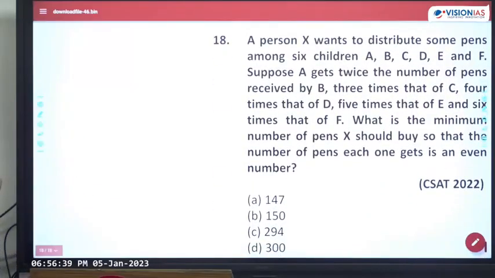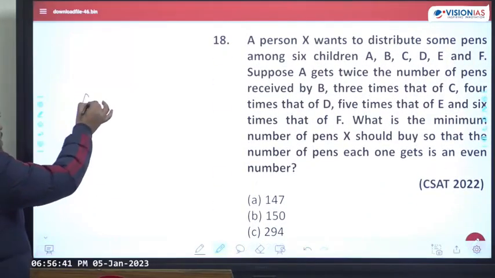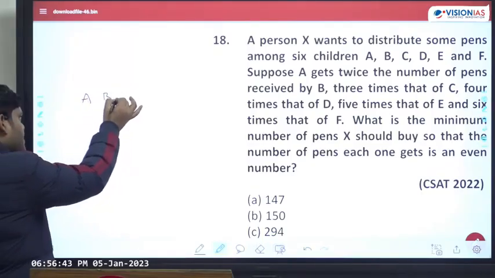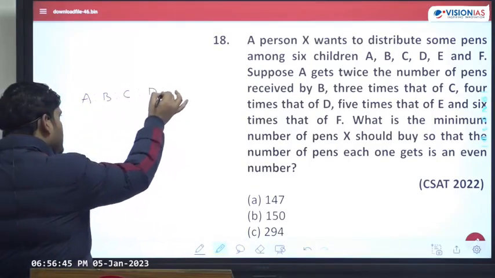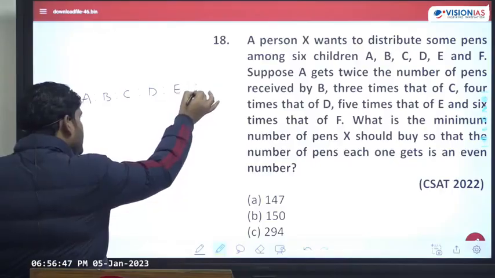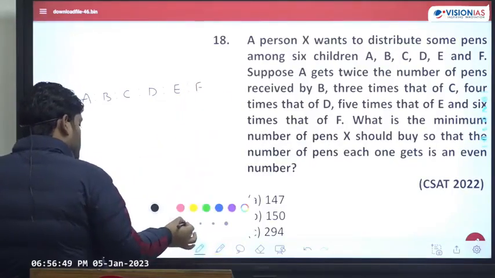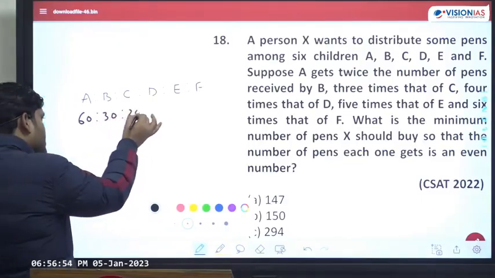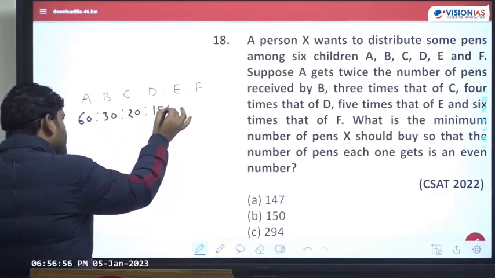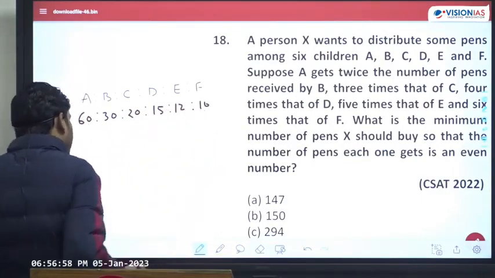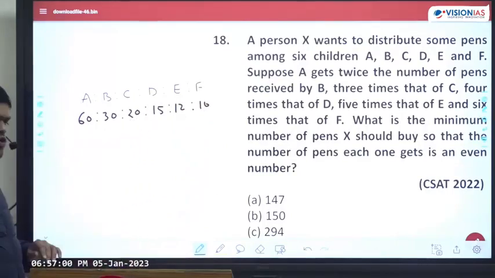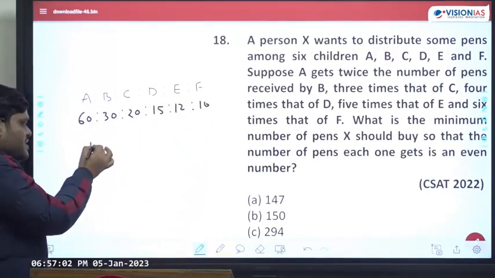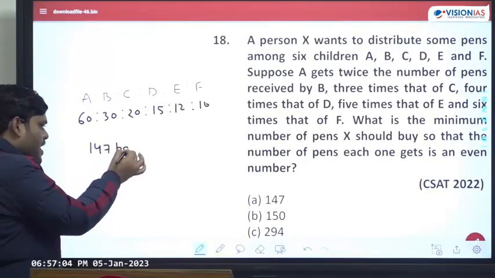So we were solving this question. A ratio B ratio C ratio D ratio E ratio F was coming as 60 ratio 30 ratio 20 ratio 15 ratio 12 ratio 10. So if I add all the values, how many total parts will there be? 147 parts will be there.